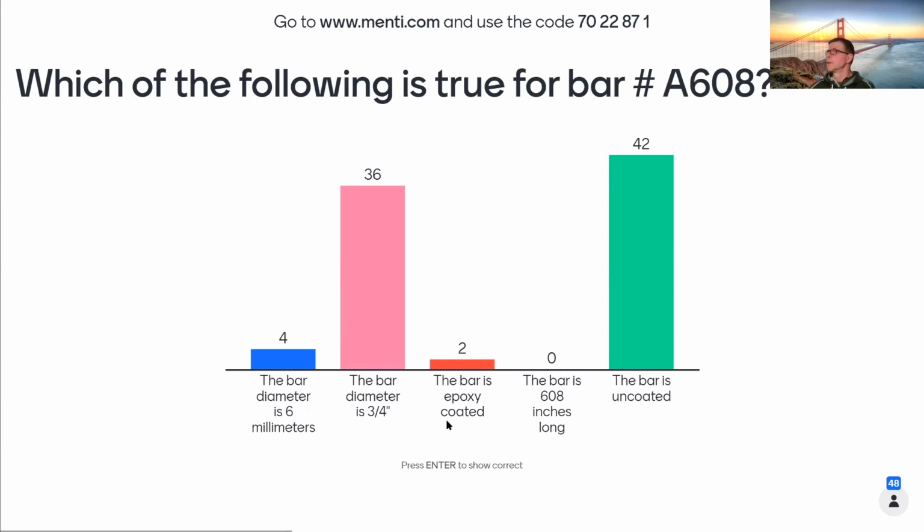But that is incorrect. It's not epoxy coated. If it's epoxy, there would be an E at the end over here. And bar 608 inches long, that's not true. But we do know the bar is uncoated because there's no designation here. So an E would be epoxy coated and S would be stainless steel.